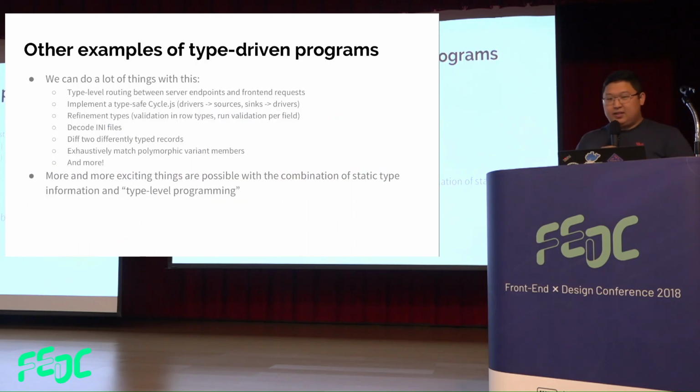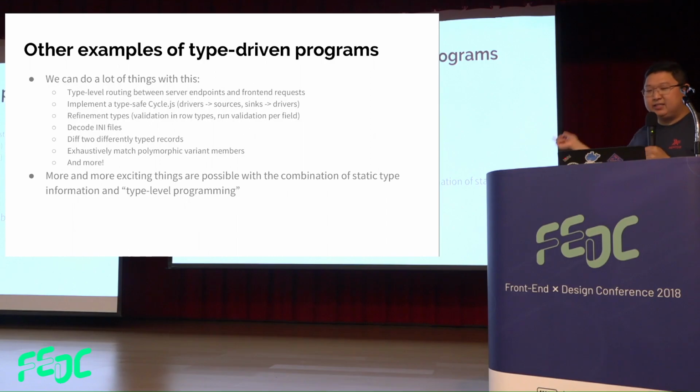So there's a lot of examples of different programs. One example might be doing some type level routing between server endpoints and front-end requests. I did this for work, where I have an Express application, and my front end is some Redux thing, right? And I use the browser window fetch to do a request. So I can use this information to say, okay, does my route actually exist in this row type of routes that I've defined for my server? What are the request types that it expects? And what are the response types it expects? I can get this information to it.